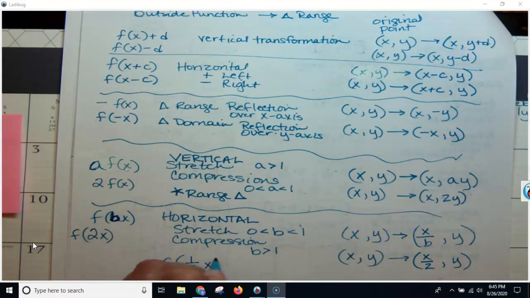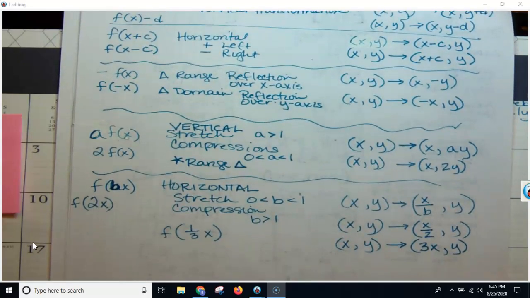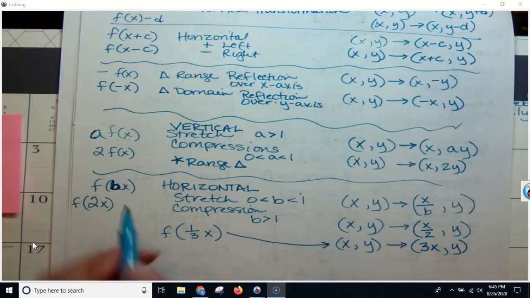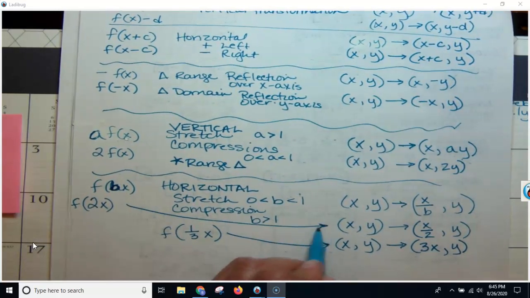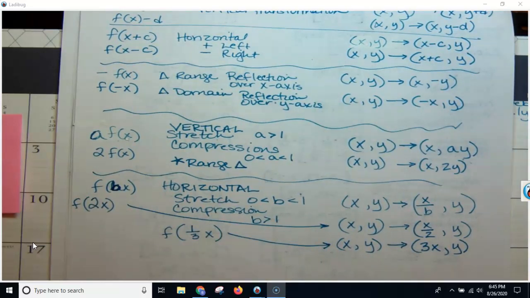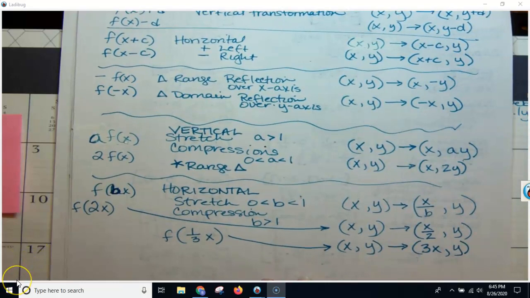And keep in mind, if we have 1/3 x, this x, y, when you divide by a fraction, remember, you basically are multiplying. So this is where it starts to get just a little bit confusing, but I think you can get it. All right, that's it. Hope this is helpful.